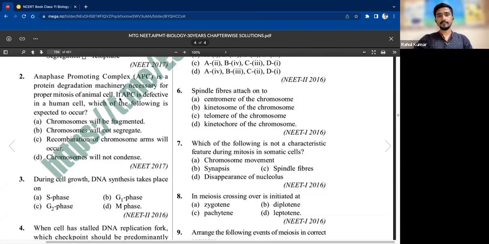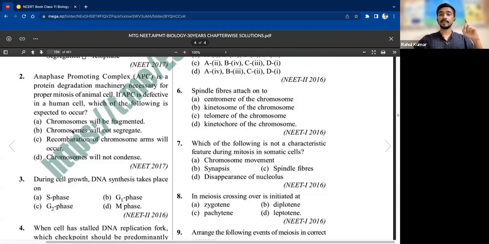The bottom line is if APC is defective, promotion of anaphase will not happen. So without anaphase, chromosomes will not segregate. Chromosomes will not be fragmented. There is no fragmentation of chromosomes in any cell division phase. We never break chromosomes. Yes or no? So A is an absurd option. Recombination of chromosome arms will occur.